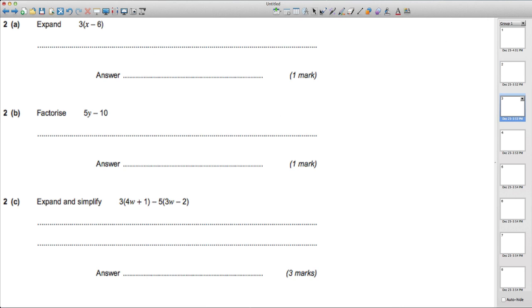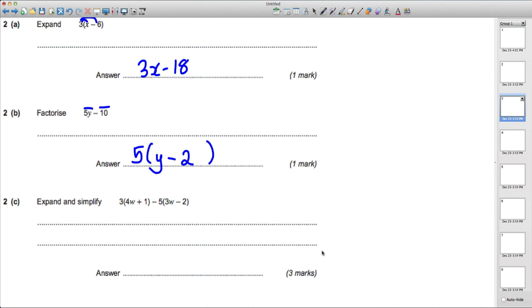A bit of algebra. Expand the following. 3 times x subtract 3 times 6. So that would be 3x subtract 18. Simple. Next one, factorise 5y subtract 10. What divides into 5y and 10? Well, 5 does, and then brackets. 5y divided by the 5 is just y, and negative 10 divided by 5 is negative 2. Simple as that. Now we're to expand and simplify the following.